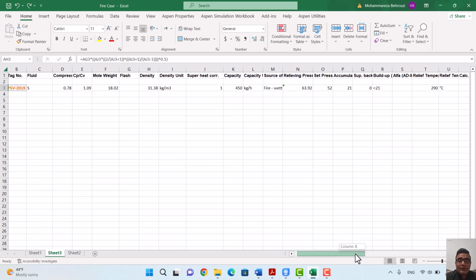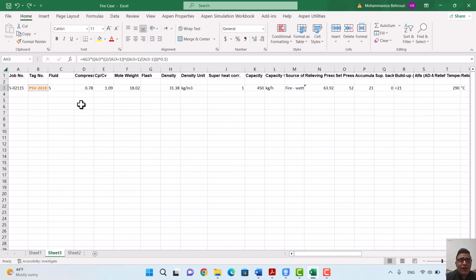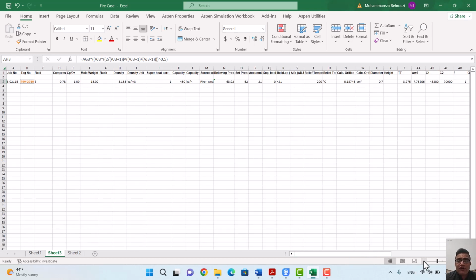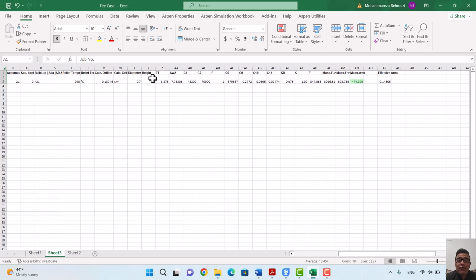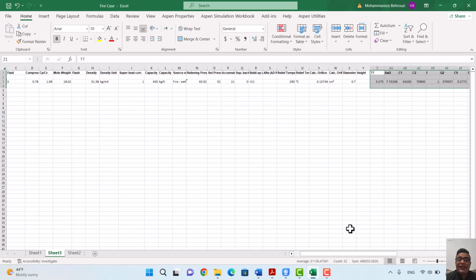Here, it contains three parts. As you can see, in this part some information about the vessel is given. In this part, some calculations are made by the Excel sheet: effective area, relief load, and all of these calculations.